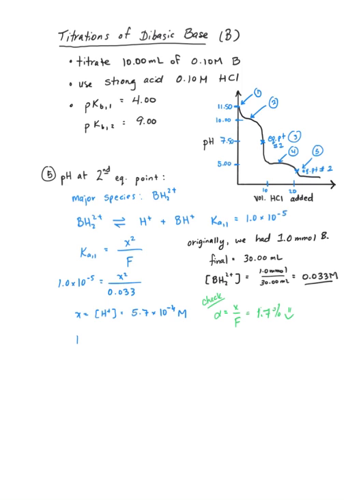Our pH, therefore, is the negative log of 5.7 times 10 to the minus 4, which is equal to 3.24. So we expect a pH at the second equivalence point of 3.24. And just like that, we have completed the assessment of this dibasic titration curve.